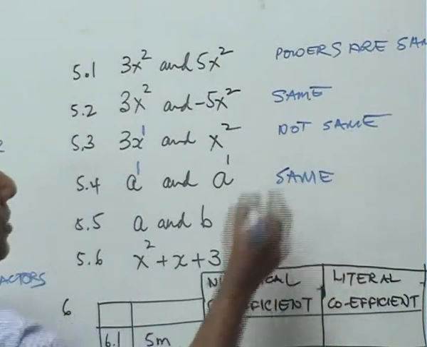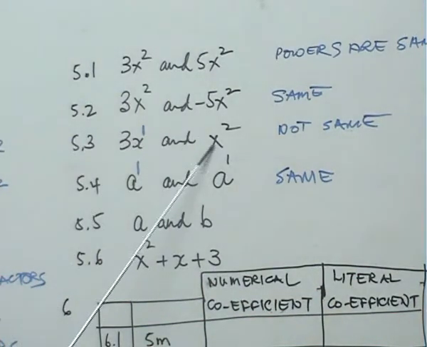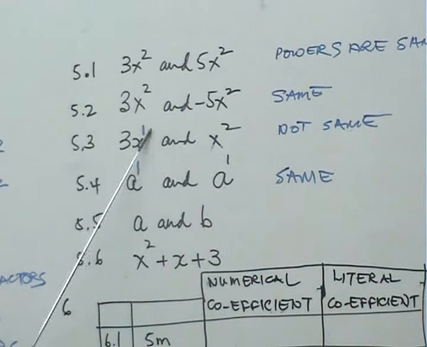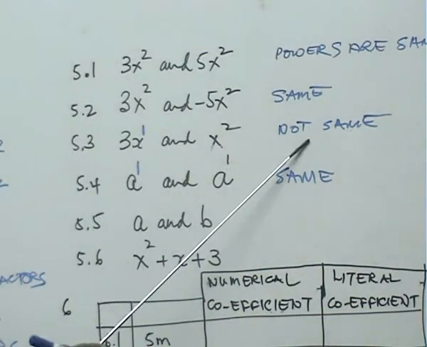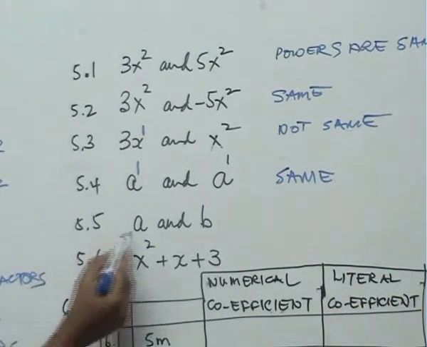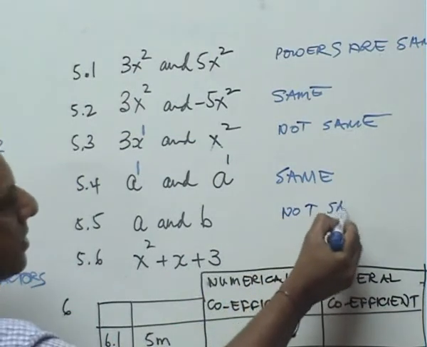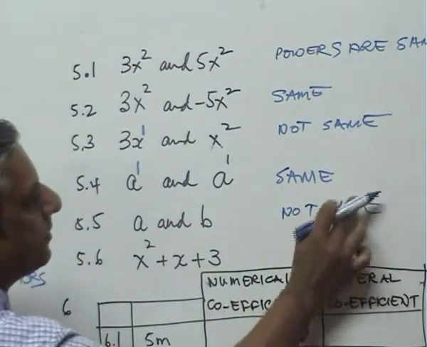You see, 2 things got to be equal. The bases got to be equal and the indices got to be equal. So you see here, the bases were the same, but the indices were not equal. That's why it's not the same. But here the bases are the same, indices are the same, therefore they're the same. Clearly in 5.5 the bases are different, therefore it's not the same.